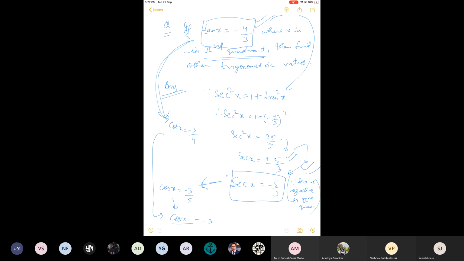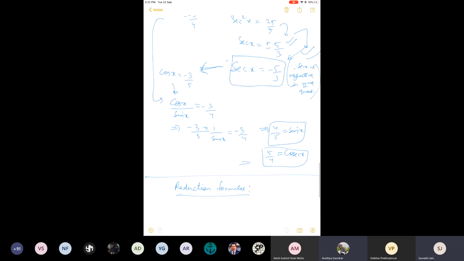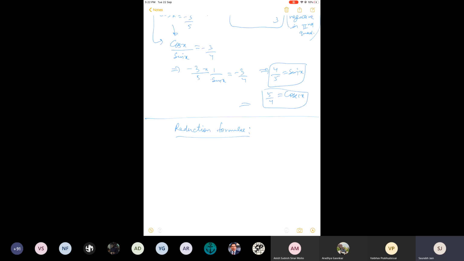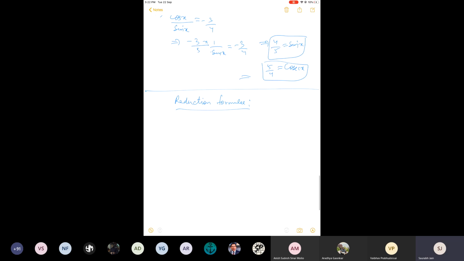Okay, do not worry about this. You will find this same question in the notes also. I will share it today. See, the next is the reduction formula. Just have some information about this. We will solve questions in the next class only. Try to understand whatever I'm going to explain to you right now.